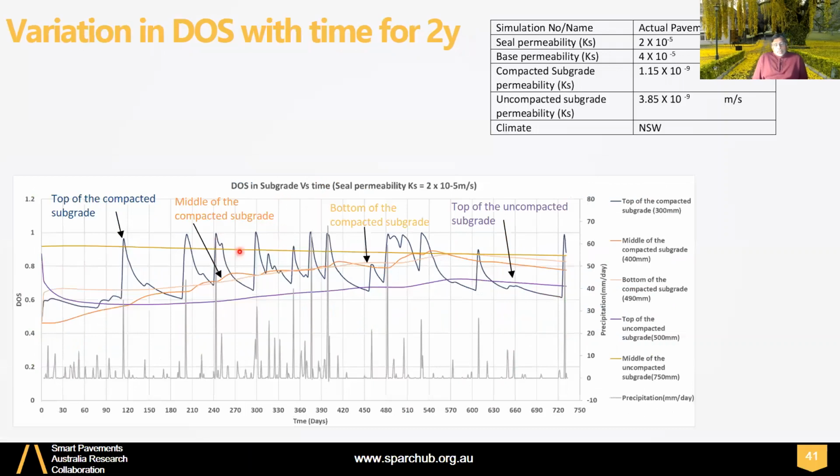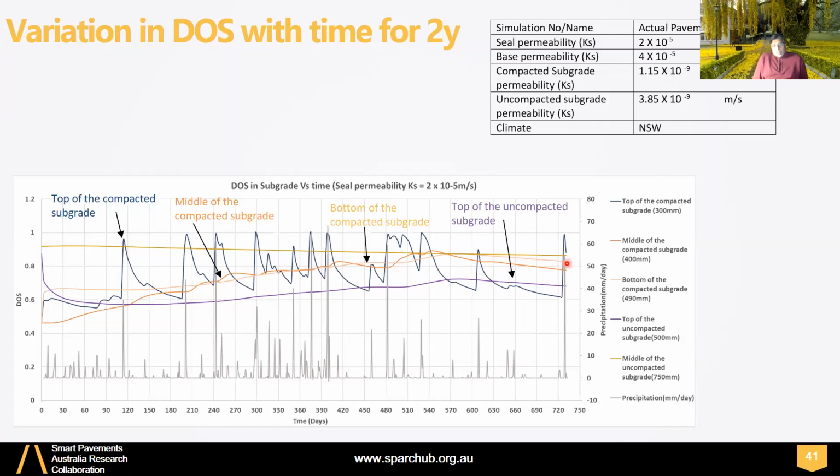So this is the compacted subgrade and below normal soil subgrade. You can see what happens there is generally the top of the compacted subgrade responds to the water because it's receiving water from the base layers. But the rest is pretty much equilibrating to a certain value, in this instance somewhere around 0.8. So almost like optimum, right? So that's what happens in this instance.